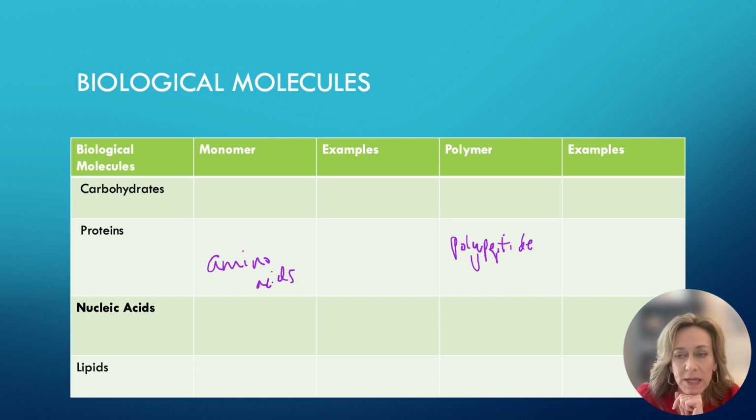So we have so many examples in our body, but you don't need to be able to recall these, right? But collagen is a protein. We have amylase and other enzymes that help break down our food. We have hemoglobin that helps carry our oxygen. Okay, so lots and lots of examples, but you don't need to be able to recall those.